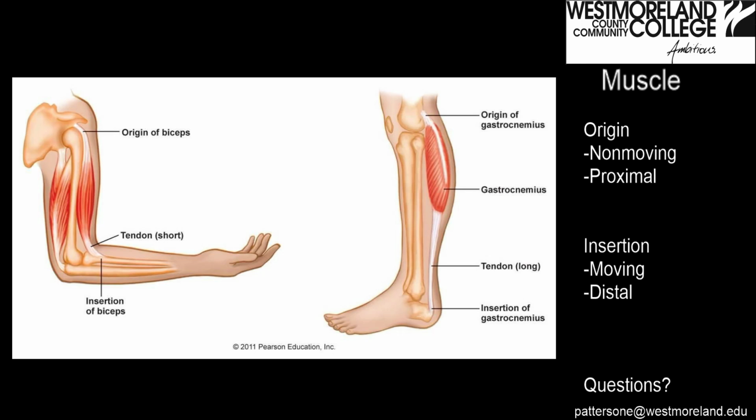Looking at the lower leg, we see the gastrocnemius, which has its origin on the femur, and insertion on the calcaneus, which is the bone of the heel. When this muscle contracts, the muscle will pull towards the origin, so as it pulls on the heel bone, you will point your toes at the floor or the ground, which is called plantar flexion.